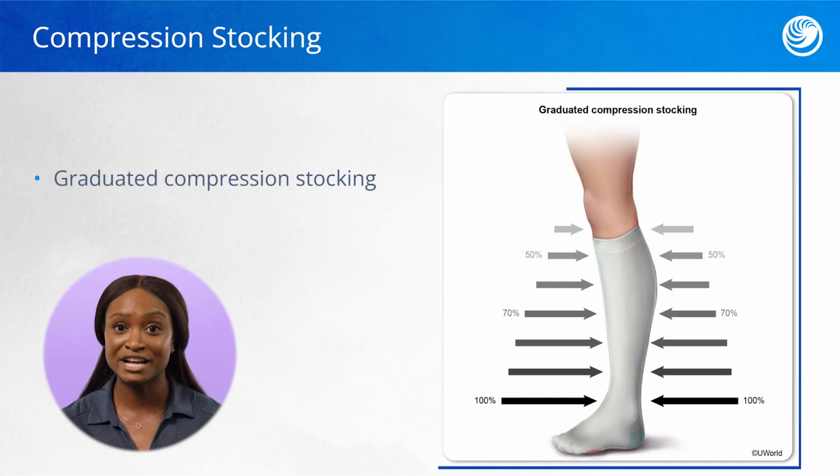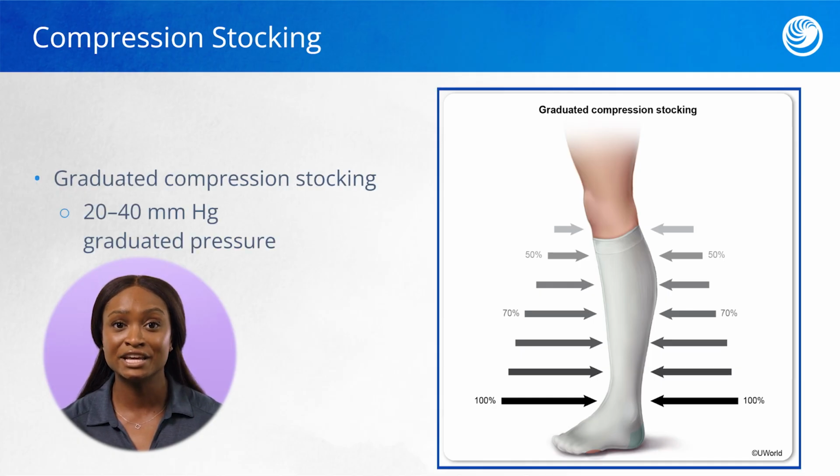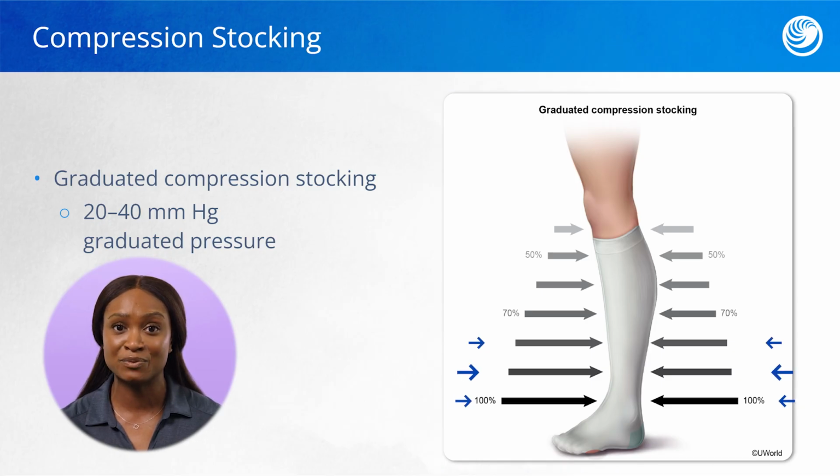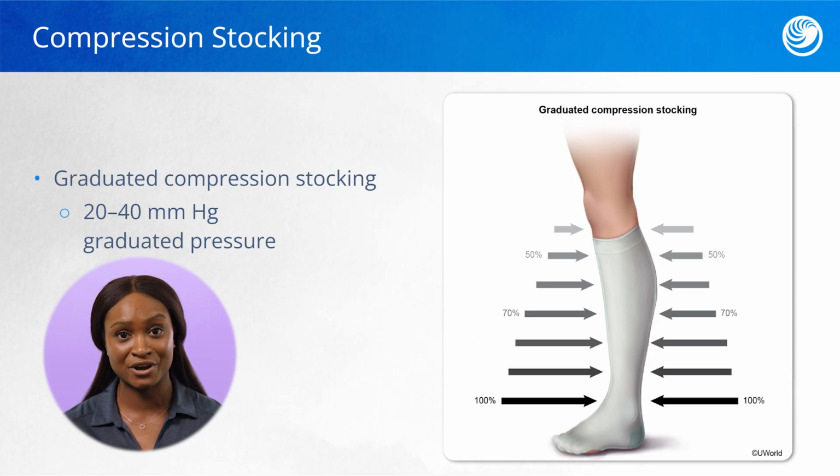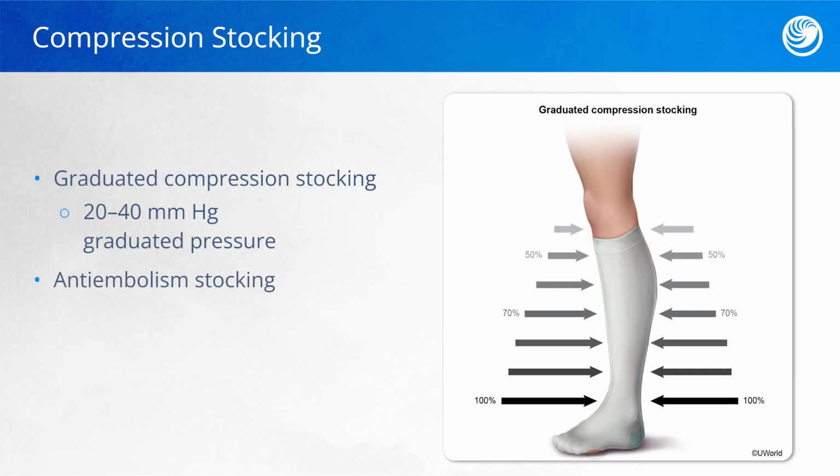There are also two types of compression stockings, graduated and anti-embolism. With both stockings, constant pressure is given throughout the extremity in varying degrees. With graduated compression stockings, 20 to 40 millimeters of mercury of pressure are applied gradually, increasing with the most pressure at the furthest point from the heart. With anti-embolism stockings, only 12 to 20 millimeters of mercury of pressure is applied, again with the greatest amount of pressure starting at the furthest point from the heart.